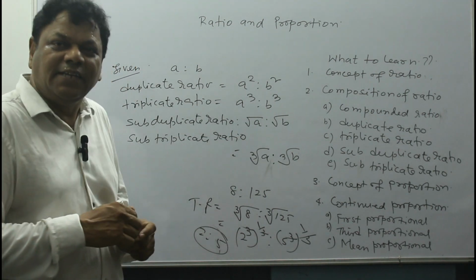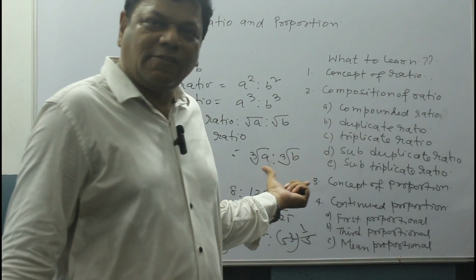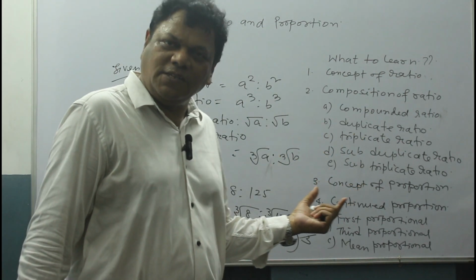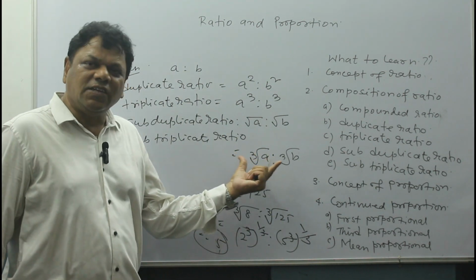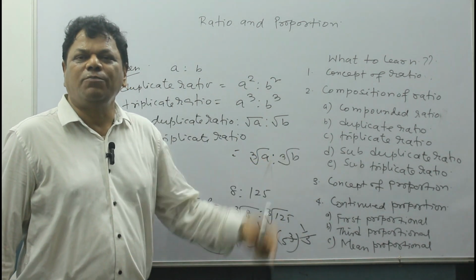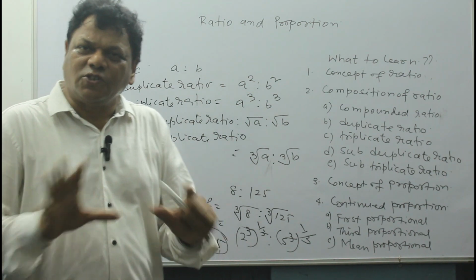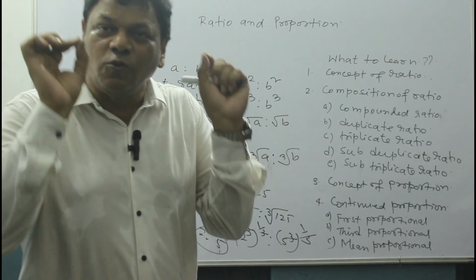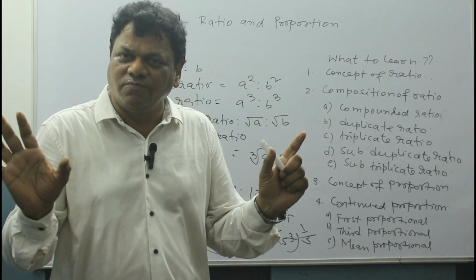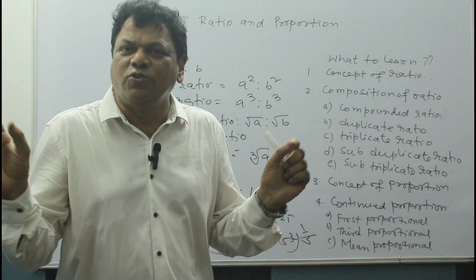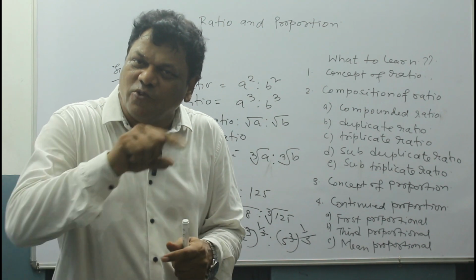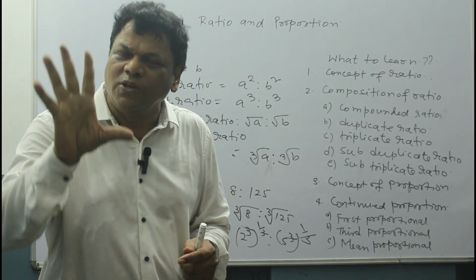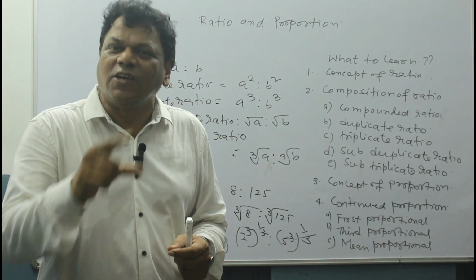In this way I will do it in detail. All these I will explain while doing sums. Okay, children? So subtriplicate means cube root of A and cube root of B. The square root and cube root are clear. So once again I am revising for you. Duplicate ratio means you square. Triplicate means you cube. Subduplicate means you take the square root of both the ratio terms. And subtriplicate means you take the cube root.